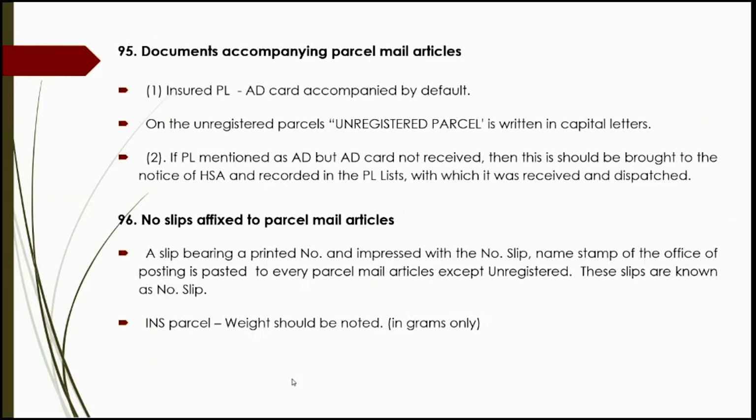Rule number 936 is about number slips affixed to parcel mail articles. What do I mean by number slips? The slip contains a number and the name stamp of the office of posting. This number is the parcel number that is assigned to that particular office. This is called the number slip. In the case of an insured parcel, the weight should also be noted along with the slip.